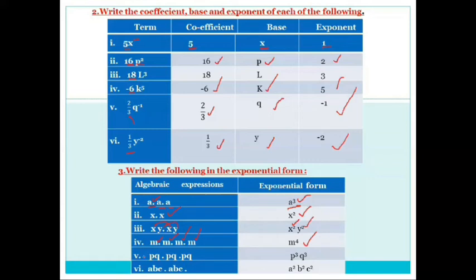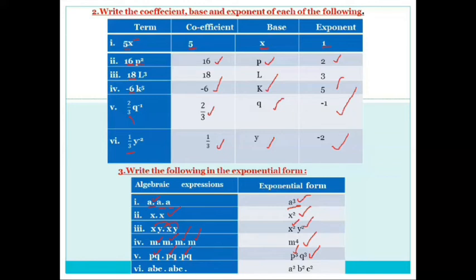In the fifth part, we have the two values p: this is one p, this is the second p, this is the third p. It means it will become p power 3, 1 plus 1 plus 1. Again q is also 3 times. It will become q power 3.